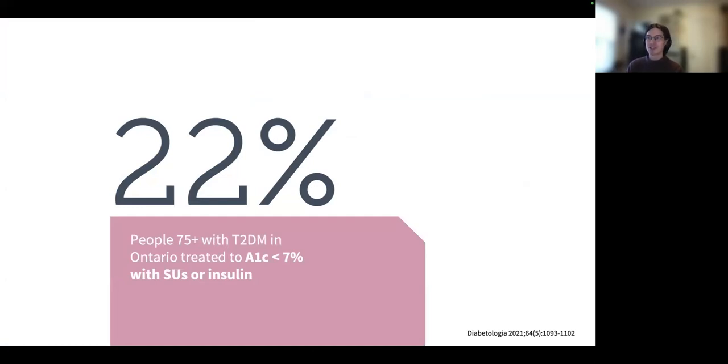So a population-based cohort study from 2021 of around 100,000 people age 75 or older that have type 2 diabetes in Ontario showed that around 22% were treated to an A1C of less than 7 with sulfonylureas or insulin. So it seems that treatment to low targets with sulfonylureas or insulin is still relatively common for older adults.